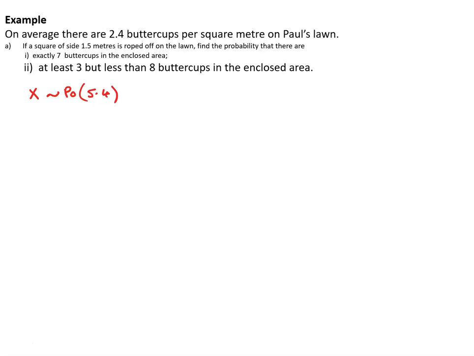So we still know that x is Poisson with lambda equals 5.4. We want the probability that x is greater than or equal to 3 but less than 8. So that's the same thing as saying the probability that x is less than or equal to 7, take away the probability that x is less than or equal to 2. So we want 7, 6, 5, 4, 3, but we don't want 2, 1, 0. So that's the probability x is less than or equal to 7, take away the probability that x is less than or equal to 2.